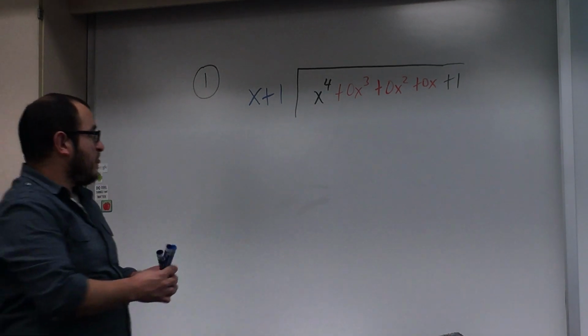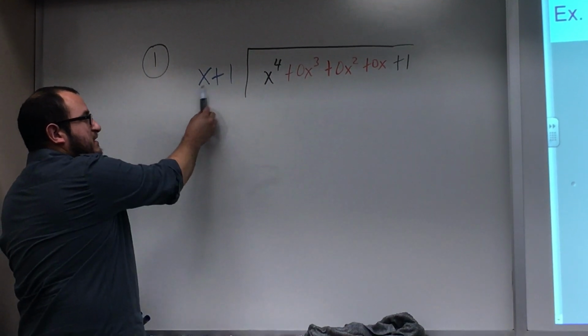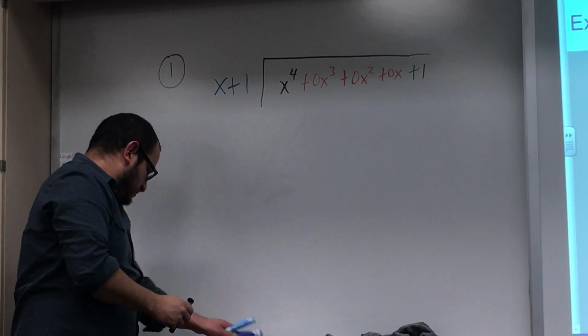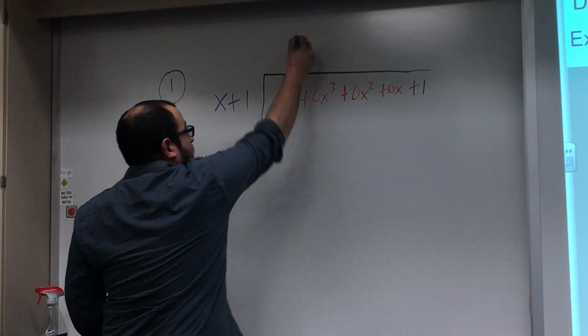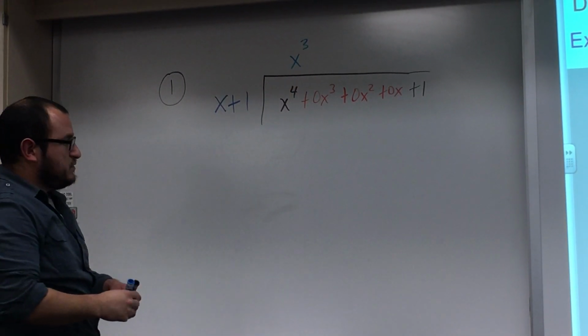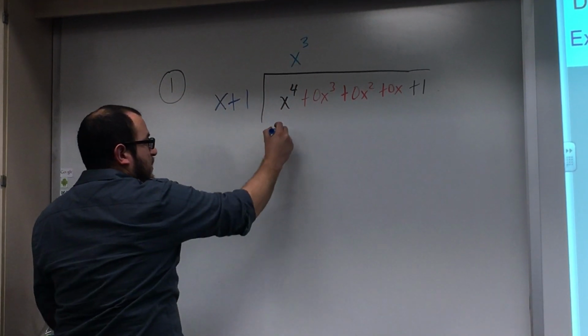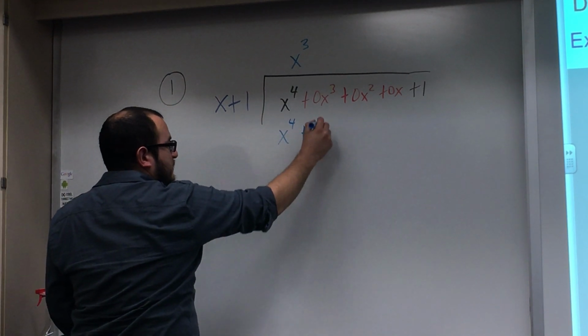Alright, here we go. So x goes into x to the 4th. So you're asking yourself, how many times can I get x to become x to the 4th? So that is x cubed. Okay. So go ahead and multiply. So x cubed times x is going to be x to the 4th. X cubed times 1 is just x cubed.